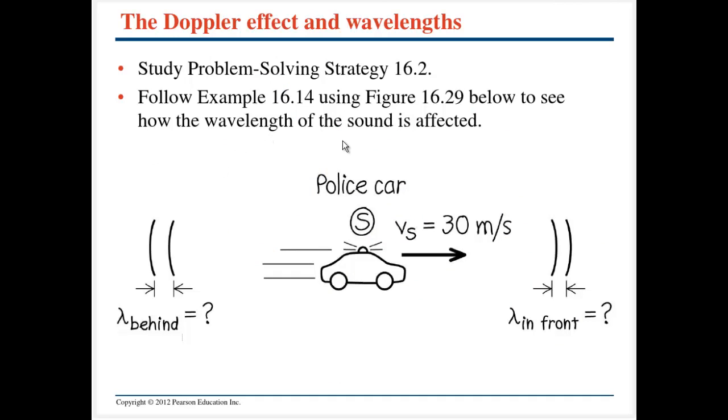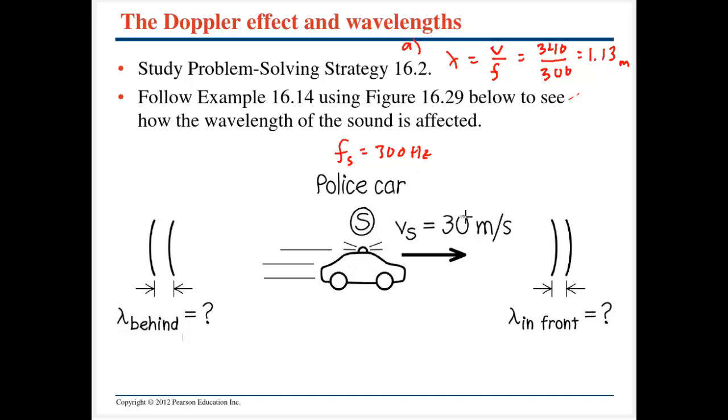Suppose we have a police car and it's going to have a siren that is operating at 300 Hertz. First, what is the wavelength going to be if the car is not moving? Well, the wavelength is simply going to be the speed divided by the frequency. Speed is going to be sound, so 340 meters per second, and the frequency is 300 hertz, so the wavelength is just going to be 1.13 meters.